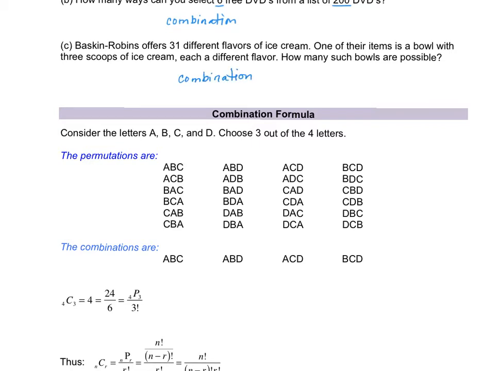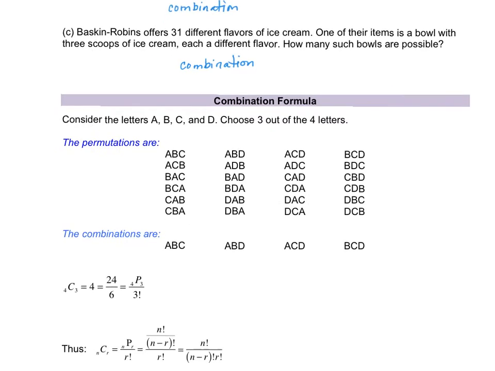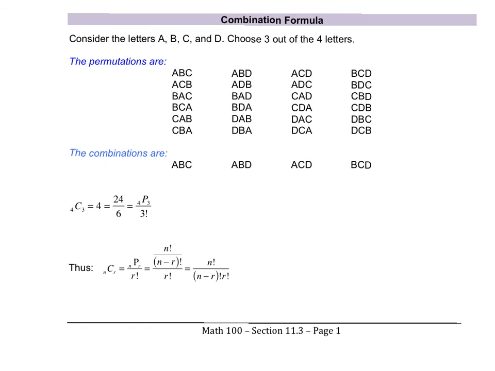Again, the only difference between a combination and a permutation is that in a combination, the order that you choose does not matter. We're going to come up with a combination formula. Let's look at this specific example. Let's say that we have the letters A, B, C, and D. So we have 4 letters. We want to choose 3 out of our 4 letters.